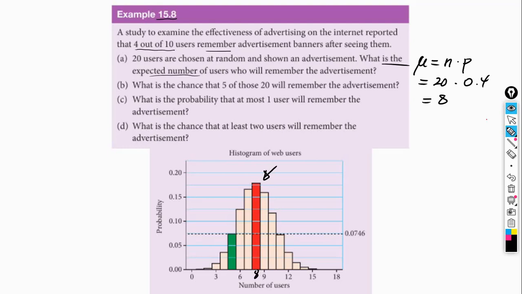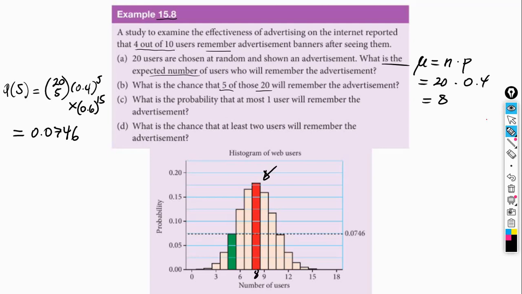For part B, it says, what is the chance that 5 of those 20 will remember the advertisement? So that is the probability that X is 5. So this would be, since there's 20 trials, we want 5 successes. Success rate is 0.4 to the 5, and this times the rate of failure, which would be 0.6 to the power of 20 minus 5, which is 15. So if we plug this into the calculator, it's going to give us 0.0746.